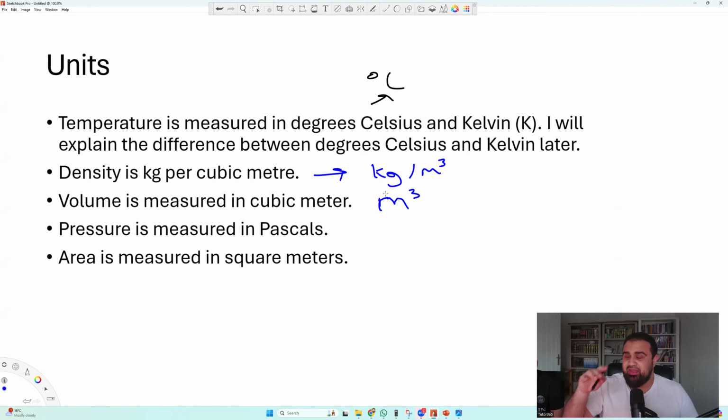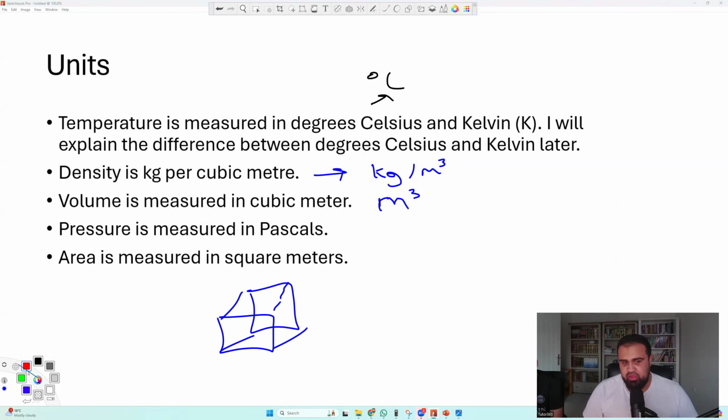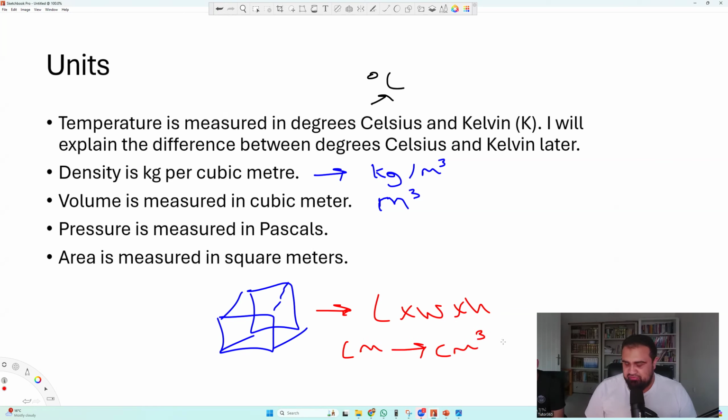Real quick, suppose I had a cube, right? It looks like a dodgy cube, but whatever. Usually the volume of a cube or cuboid is length times width times height. And most of the time the dimensions were given in centimeters, right? And so when you've done all this, you'd end up getting centimeters cubed when you found the volume.